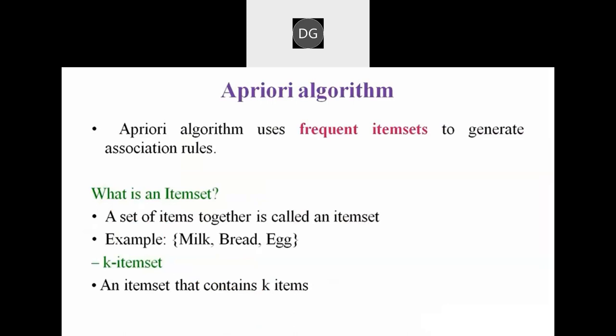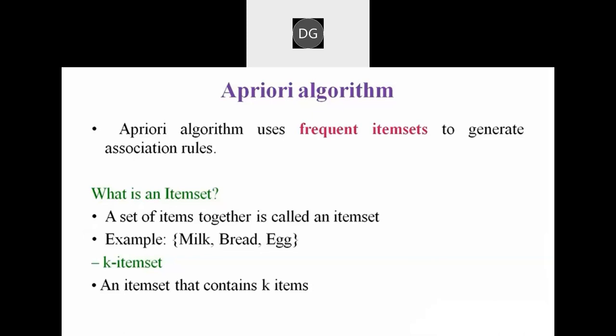Then what is an item set? If you ask me, a set of items together is called an item set. Like we are combining different items into a single item, right? Here in the example, it is given as milk, bread, and egg. So that is what we call an item set. K item set means how many items you have to create as a single set.